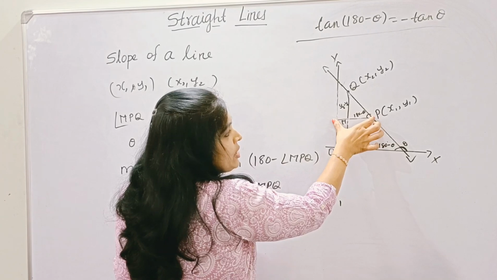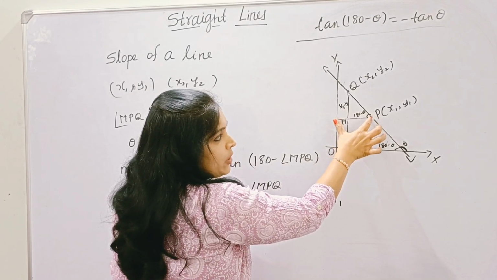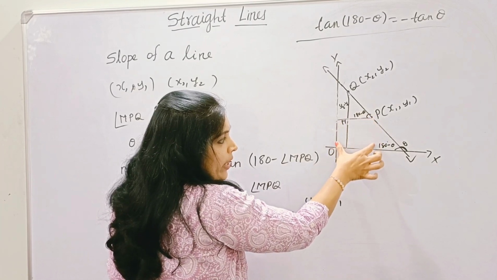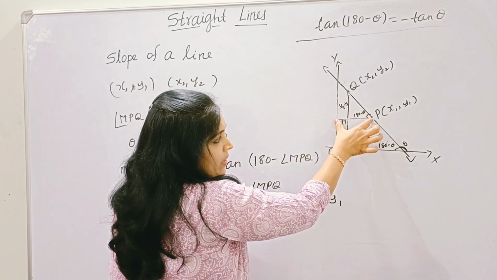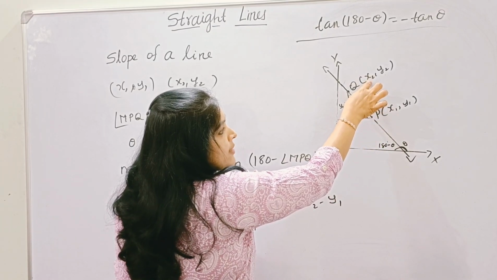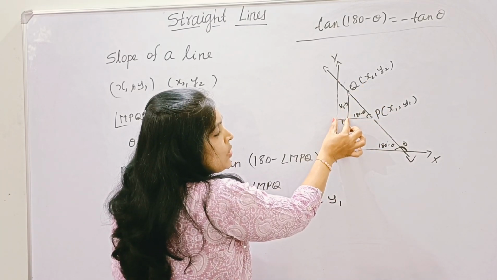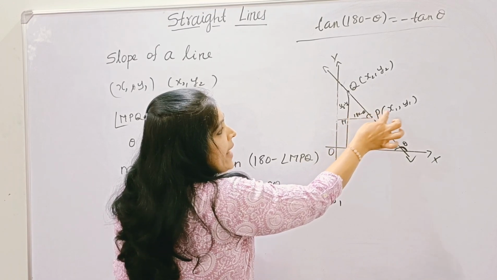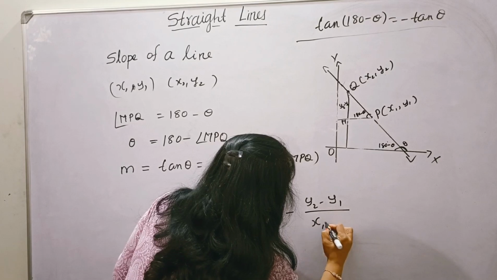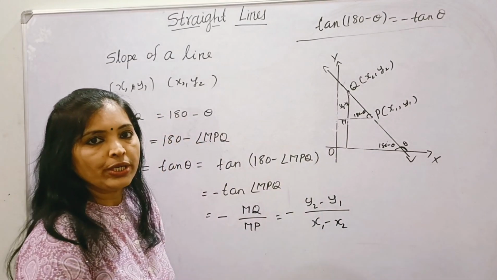Okay, it is the point x1. Why? Because this point is x1, which means this distance is x1. If it is x1 and this is the point x2, so this one is x2. So this is nothing but x1 minus x2. Understood?